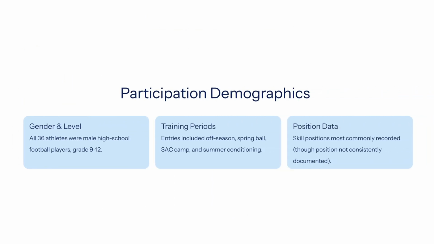My participation demographic, genders and level. All 36 athletes were male high school football players, grades 9 through 12. The training periods: the entire analysis was based off of off-season, spring football, SAC camp, and summer conditioning. Position data. Skill positions most commonly recorded. Most of the time, the athletes didn't put their actual position in it, but I was able to go back and look at rosters and figure out what was defense and what was offense.